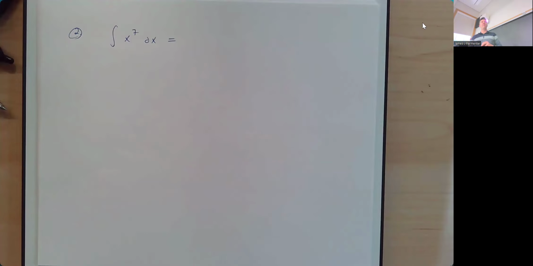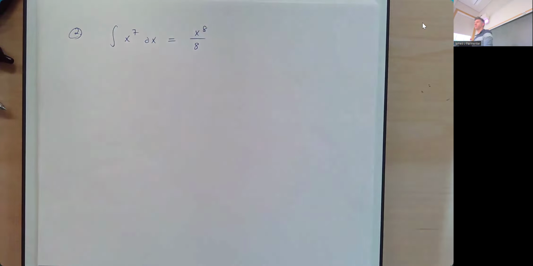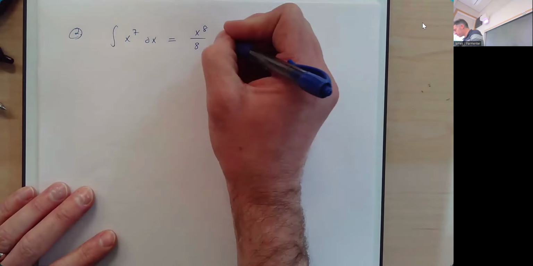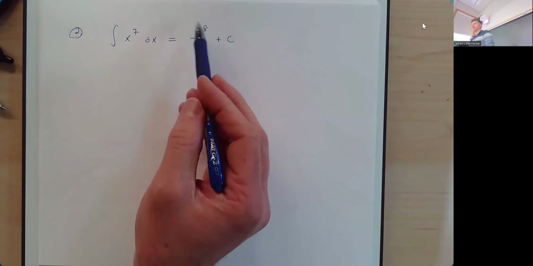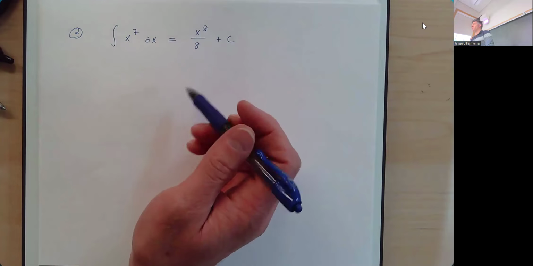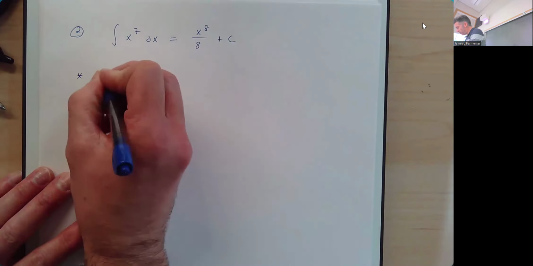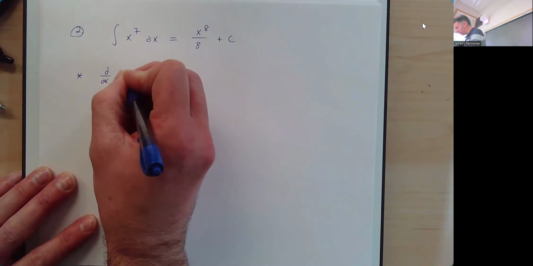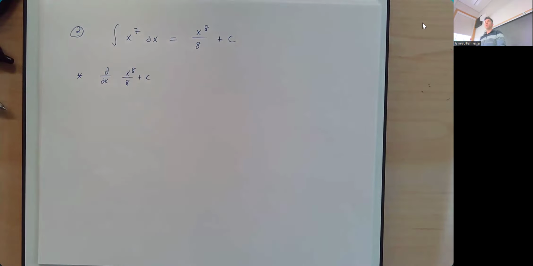So I would prefer to think of this as 1/8 times x to the 8th, but I'm probably going to write it as x to the 8th divided by 8 plus a constant. I like writing it like this because it takes a little less room, but if I was going to go back and take the derivative, I would not like to write it like this, because it makes me feel like I should be using the quotient rule.